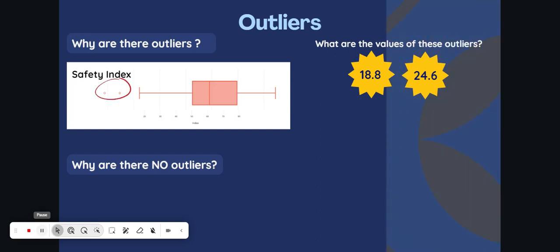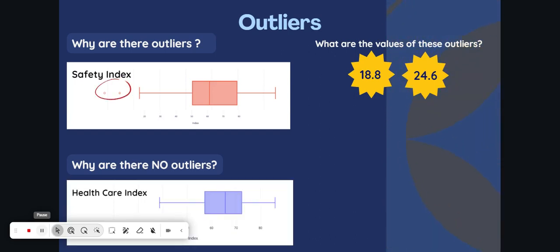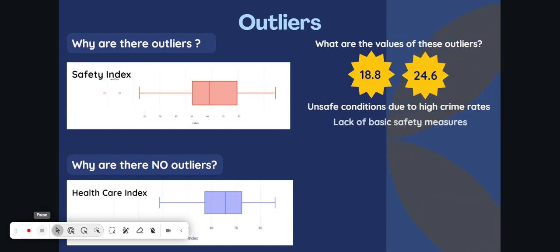In the context of this topic, outliers in the safety index could represent countries that stand out from the average safety standards of other countries. For example, a country with a low safety index outlier might have particularly unsafe conditions due to high crime rates, political instability, or lack of basic safety measures. These outliers are important since they can be used to highlight countries that face serious safety challenges and may require specific interventions or support to improve safety conditions.